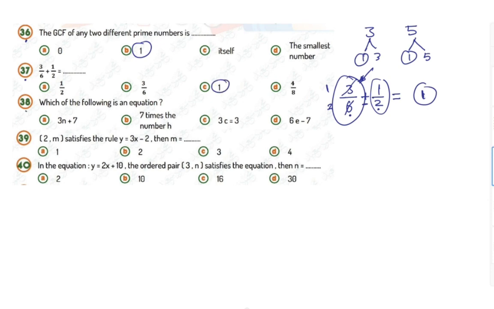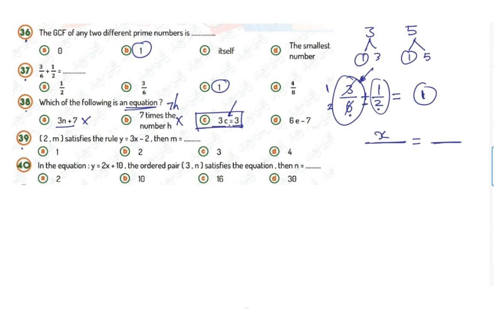Point 38. Which of the following is an equation? What's the condition for any expression to be an equation? You must have a left side, an equal sign, a right side, and some variable like x or y or any letter. So look here, this is an expression, not an equation. 7 times number h, yes, means 7h, it's an expression. 3c equals 3: you have an equal sign, right side, left side, and some variable. So C is the correct choice.